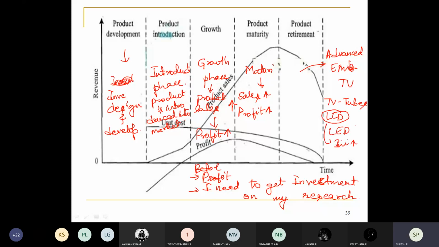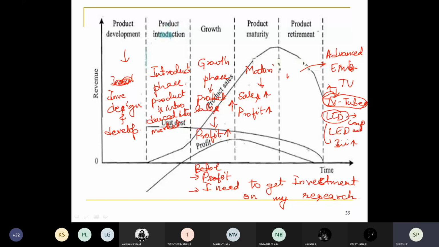So what will happen? People choose to turn to the low cost only. So as and when people get to know the features of the LCD and the compactness of the product came into existence, they discarded these TV tubes. So during this time, what will happen? The TV tube goes to the retirement stage. This is what is called the retirement stage.